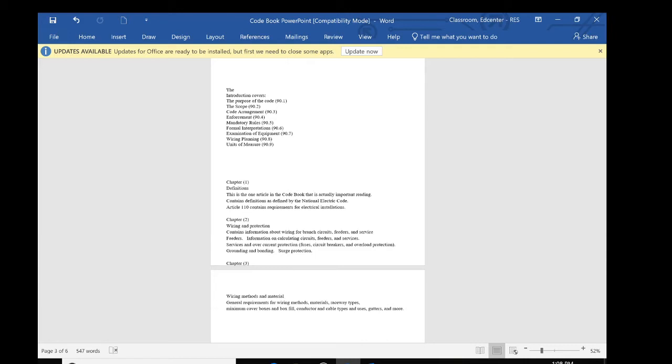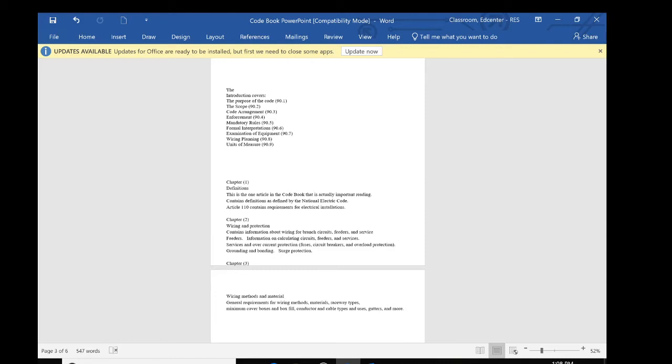So the introduction covers, first thing, the purpose of the code, Article 90.1. Also in our code book, we talked about pages, but in the code book, electricians use articles. So in articles, that's what we're going to go with. I'll tell you pages at the start, but by the end, you'll be looking at articles. Article is how this code book is laid out. Article 90.1 is the introduction. I'm going to read it.